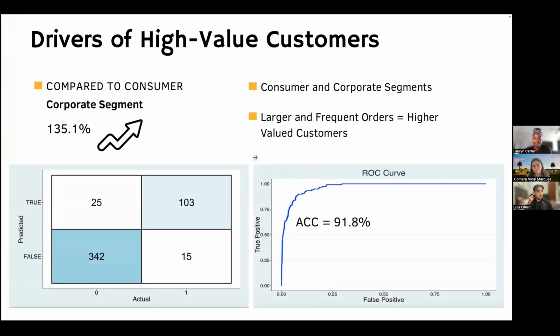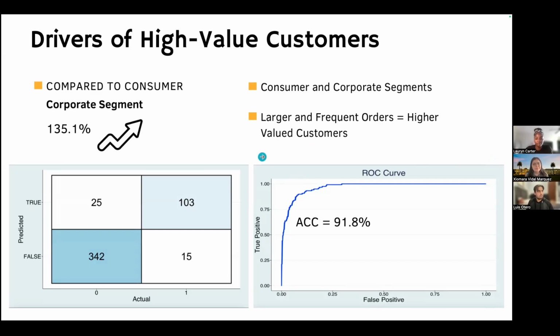The last variable I want to note here is the corporate segment. Compared to customers who have ordered more in the consumer segment, customers who have ordered more from the corporate segment are 135.1% more likely to be customers who generate the top 25% of total revenue.